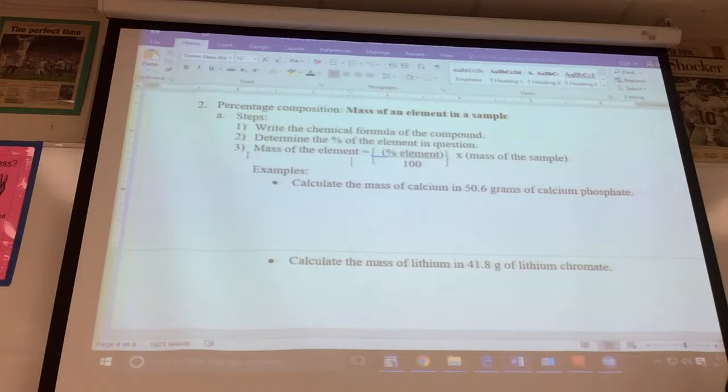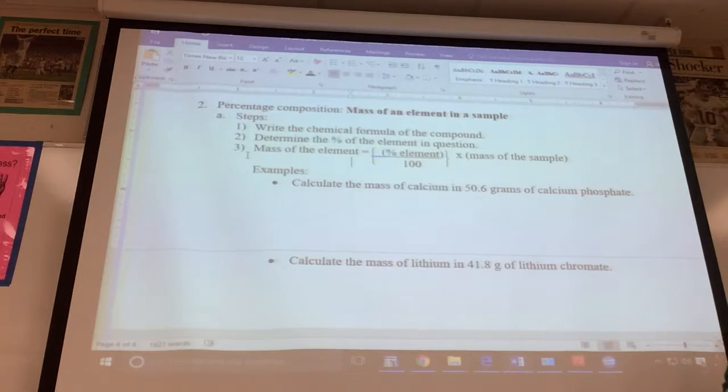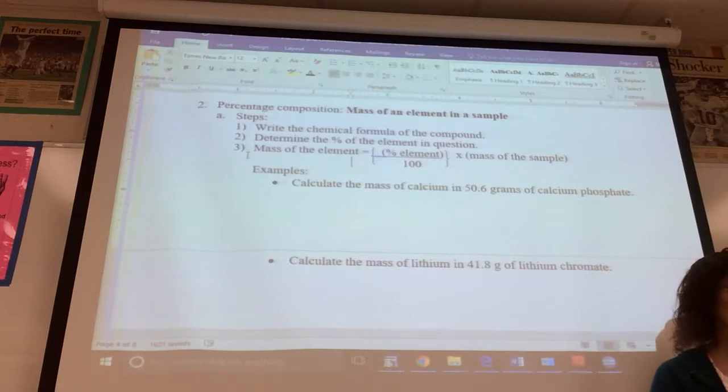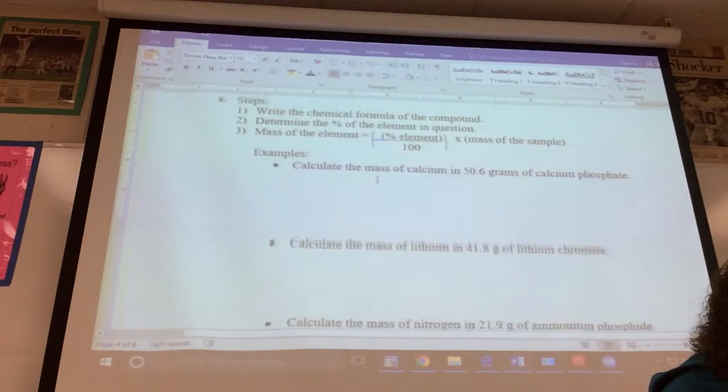Once you have the percent comp, you simply divide that percent comp for that element by 100, and you multiply the mass of the sample, which will be given to you. So it's very straightforward. So when I say percent element, I mean the percent composition of that element only.